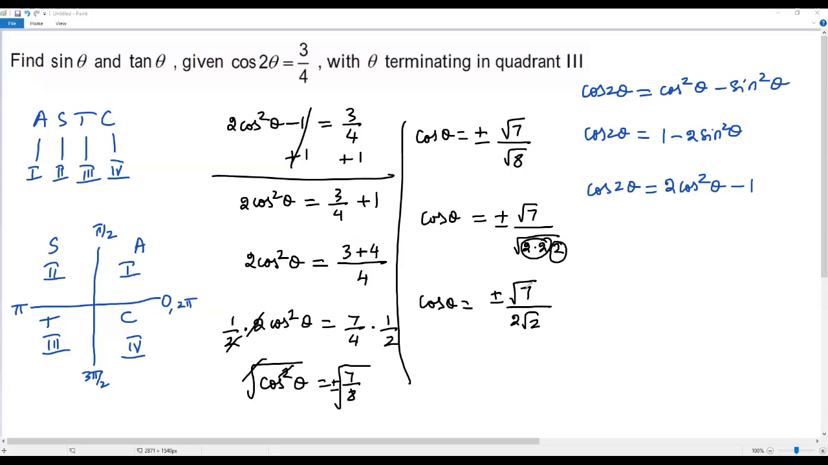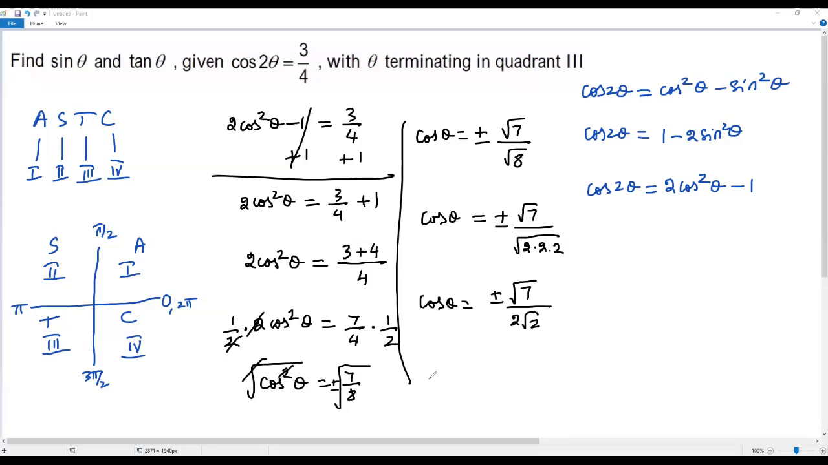So this 2 is still in square root. So the simplification of this one is 2 times square root of 2. Okay, so here we get positive and negative. Already we have discussed that theta is in the third quadrant. In the third quadrant, only tangent and its reciprocal cotangent are positive. The rest are negative. So this cosine theta is also negative.